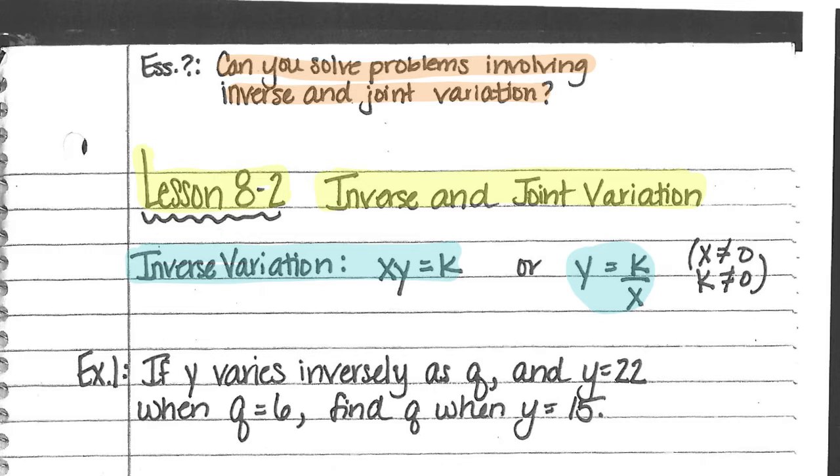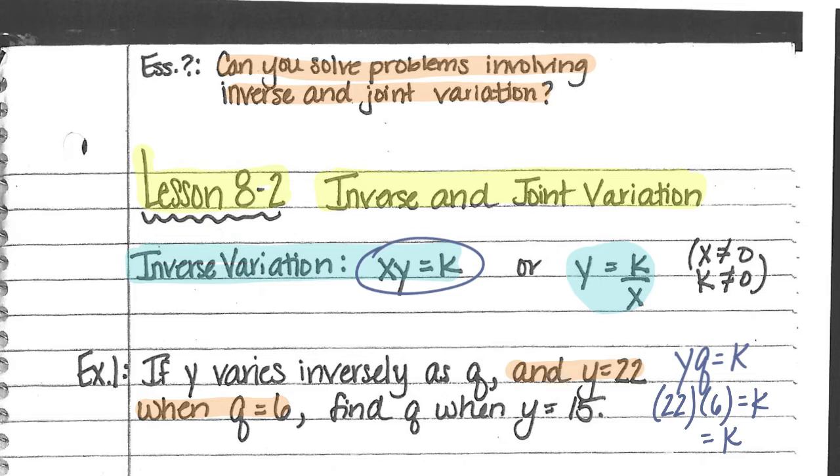So we're going to start with number 1. Number 1 says, if y varies inversely as q. Well, I don't have an x and a y, so I'm going to use y, q, and I actually have yq equals k. The first scenario says y equals 22 when q equals 6. So I'm going to plug that in. I can solve for that constant of variation, and 22 times 6 is going to give me 132.